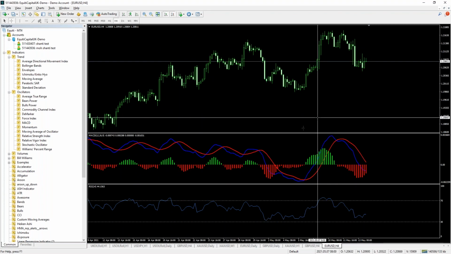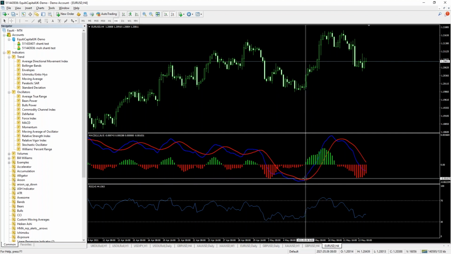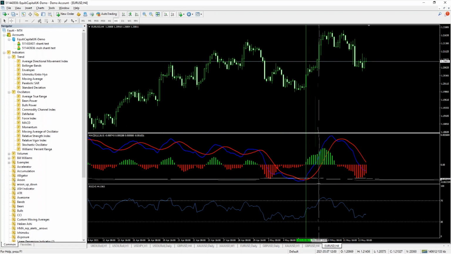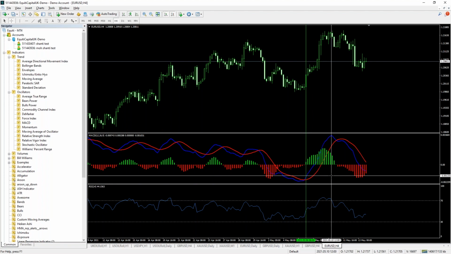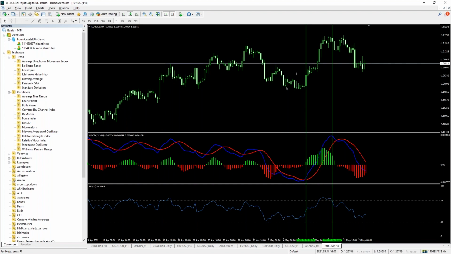So for instance, I got an entry over here based on the MACD. That's my main confirmation. And I got out exactly here. I wouldn't wait for my take profit to get hit. So I entered here and I exited here. That's 120 pips. Rather than use it to enter a reversal, use it as an exit.